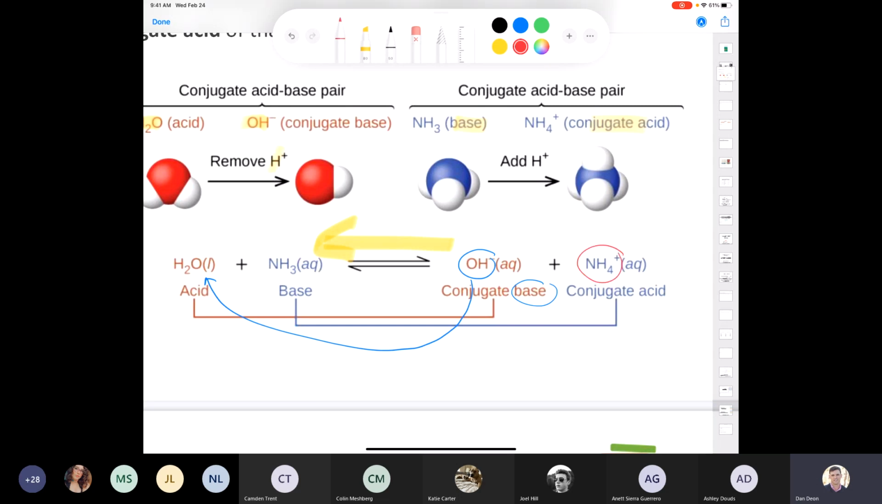If you take a look at the ammonium ion, what's it doing? It's losing a proton. Therefore, it's behaving as an acid, a proton donor, and therefore it's a conjugate acid.